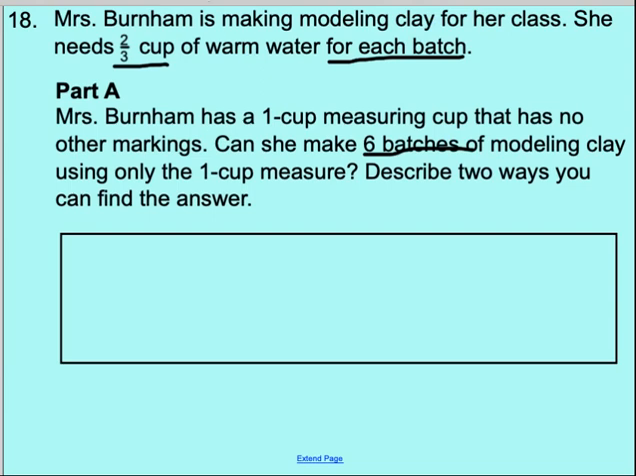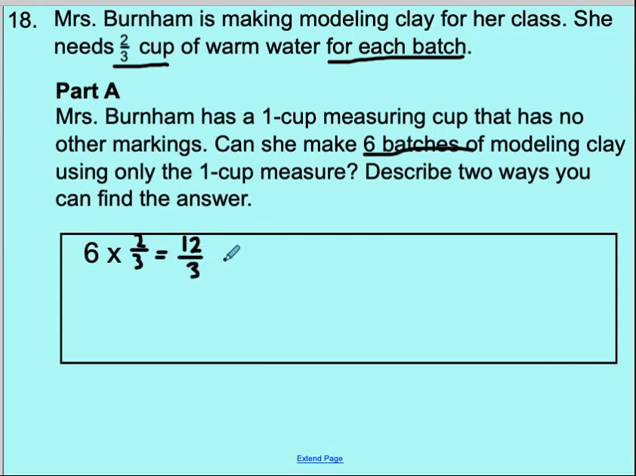6 times 2/3 would equal what? Well, you know that you can count by 2/3 6 times, right? 2/3, 4/3, 6/3, 8/3, 10/3, 12/3. So you can count by, and you would have to show your counts. If I showed that, you would be here forever.